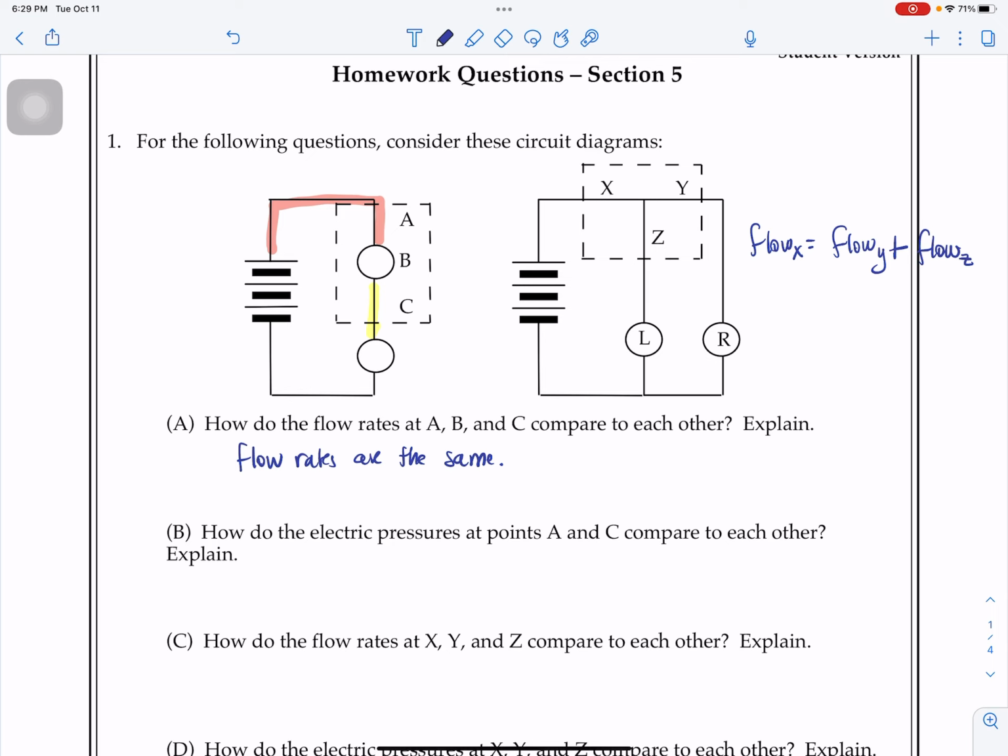And we also know that there is going to be a greater flow rate in Y. So Y will be greater than Z because a round bulb has less resistance than L. So this is the path of less resistance, so more flow.